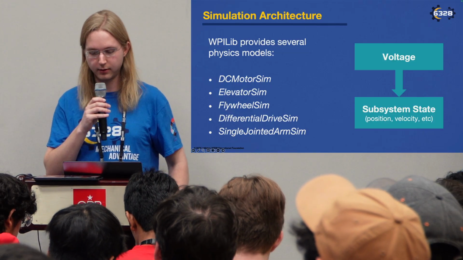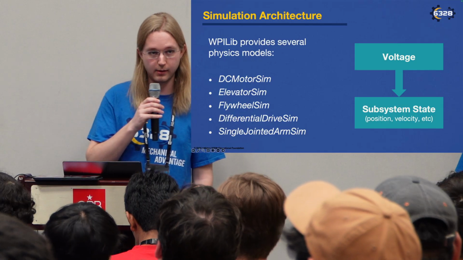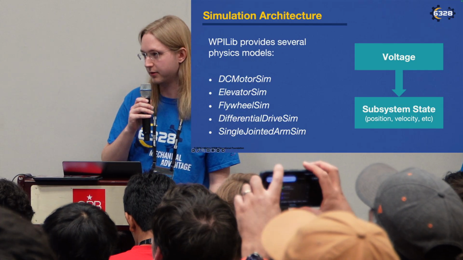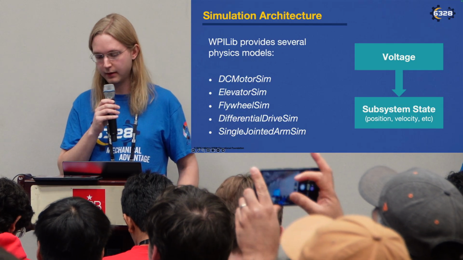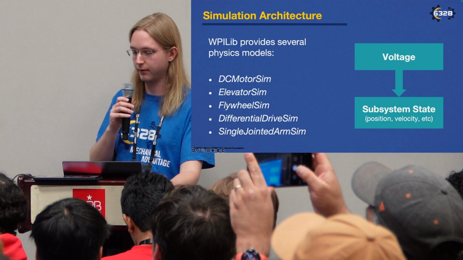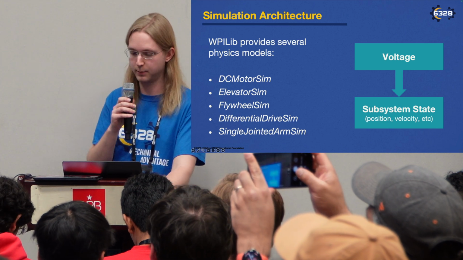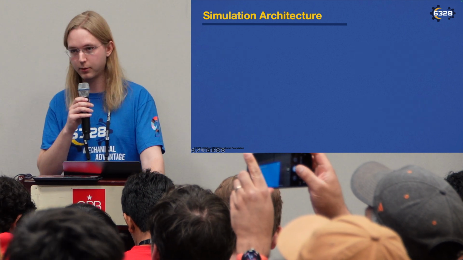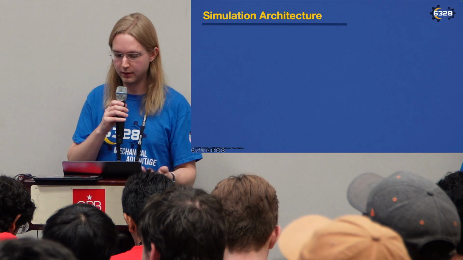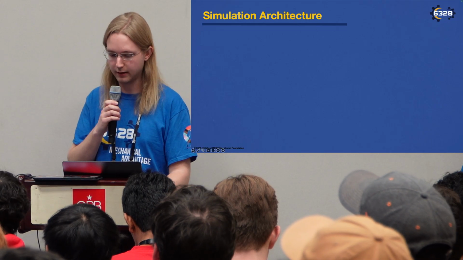And all of these models take in a voltage and they output a predicted subsystem state, like your position and velocity of an arm. That's all based on a simplified model of how the subsystem works, but it's a decent approximation. Now, even if we can simulate the movement of each subsystem, how do we actually use that data?